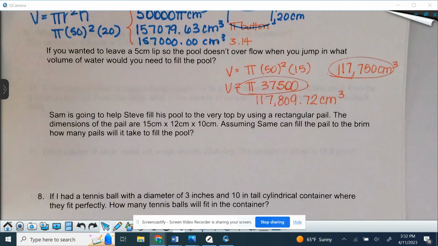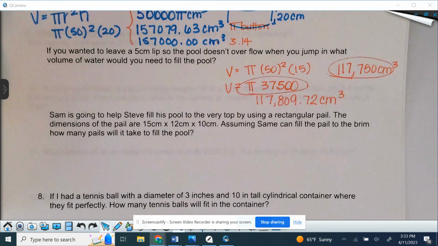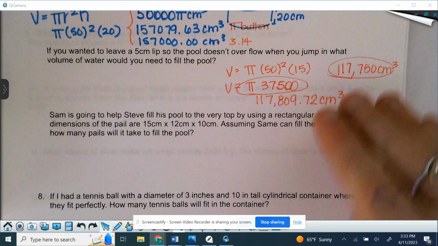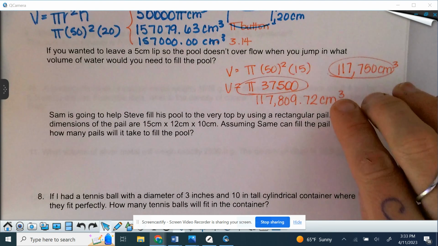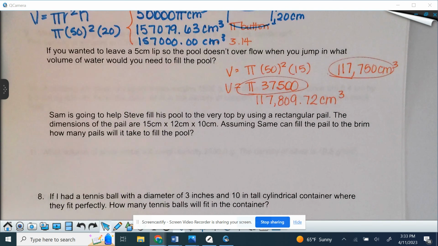So Sam is going to help Steve fill his pool to the very top by using a rectangular pail. The dimensions of the pail are 15 by 12 by 10. Assuming Sam can fill the pail to the brim all the way up, how many pails will it take to fill the pool? So if we're filling the pool all the way up, we need the 157,000 and some change. If we're filling it up to the 5 centimeter lip, then we need the 117,750 and some change if we want to go with the more accurate one.